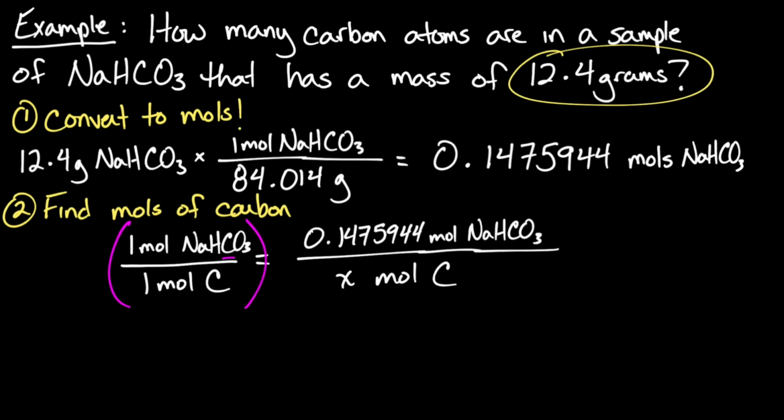And then on the right side of my equivalent fractions here, I've got the number that we calculated at the end of step 1, so 0.1475944 moles of NaHCO3, and then we're going to solve for moles of carbon. Now again, this is a 1-to-1 ratio, so that makes our math pretty easy. So X in this case, or moles of carbon, is going to be 0.1475944.